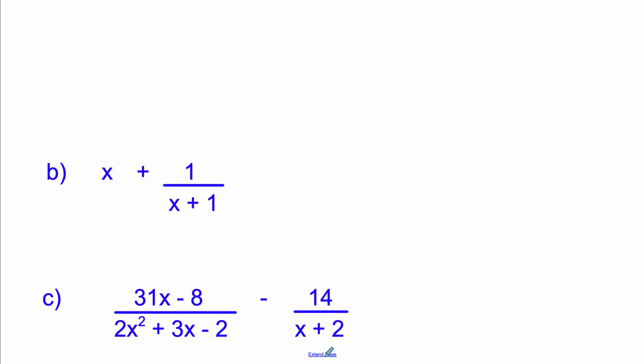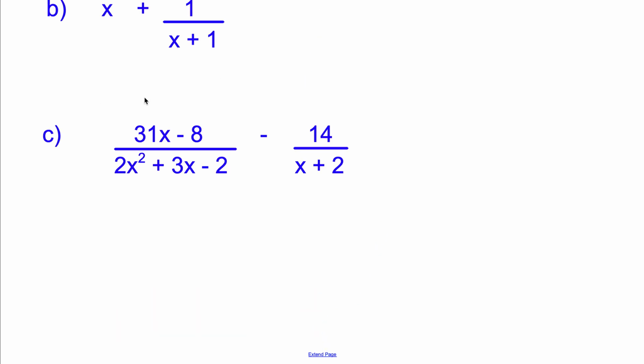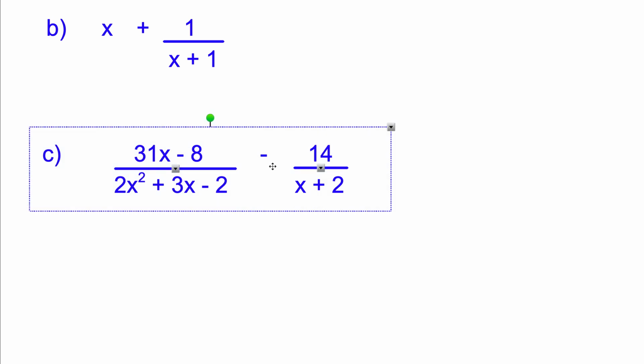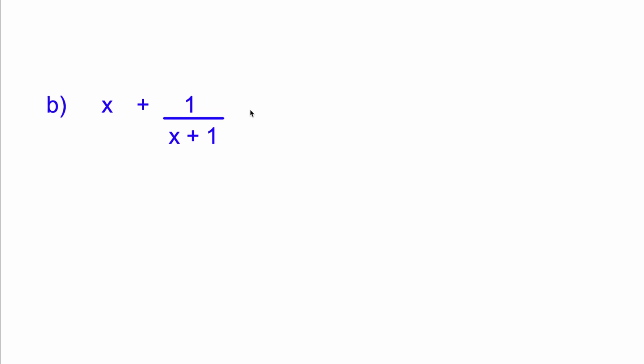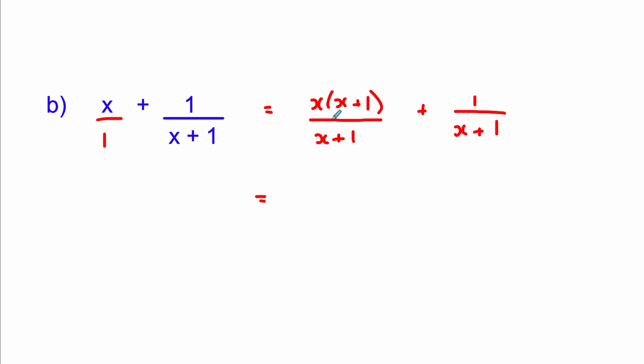Okay, for part B, I'll give you a second to do that if you've not done it already. Just move this out of the way. For part B, in order to get a common denominator here, I'm going to write this first as over 1. Then I can times the top and bottom of this fraction by x plus 1. I don't need to do anything to the right term. And now they're ready to add.